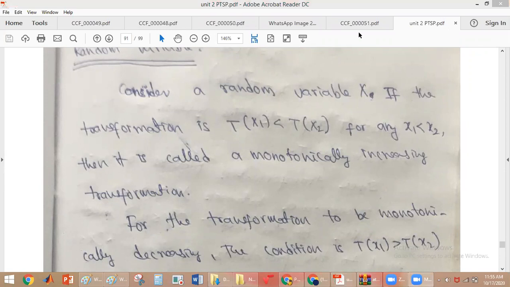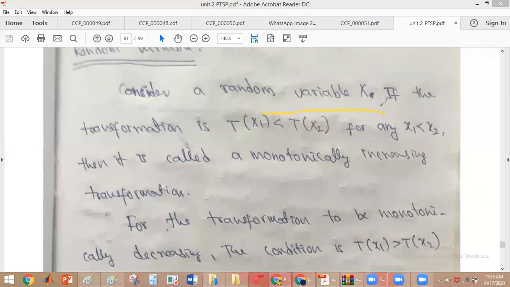When we say it is monotonically increasing, for example, if you take a function like this, the function is given like this. Here we are taking two values, x1 and x2. The value at x1 is T(x1), and the value at x2 will be T(x2). These are the two cases here.